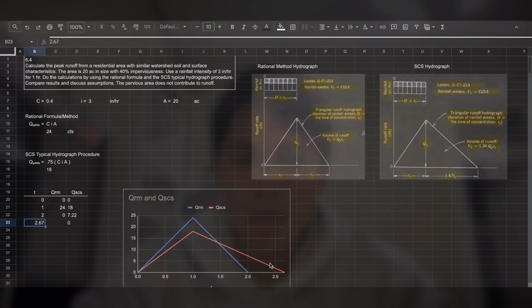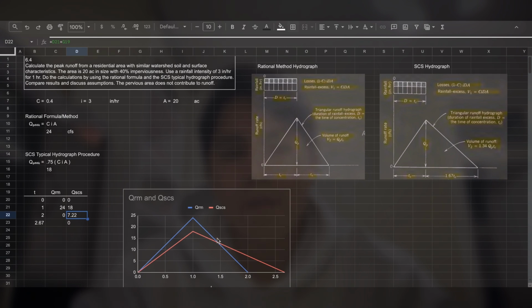In our case, it is 1 hour, so it will be 1.67 hours farther out. So if you plot these values, this is for the flow of the rational method: 0 at hour 1 is 24, at hour 2 is 0. And this is for the flow of the SCS method. At hour 1 is 0, at hour 1 is 18 when it reaches its peak, and at hour 2.67 is 0. Now, how did I find 7.22 at hour 2?